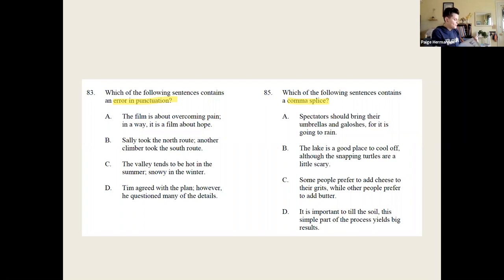Okay. Sorry, I just want this to be perfect.